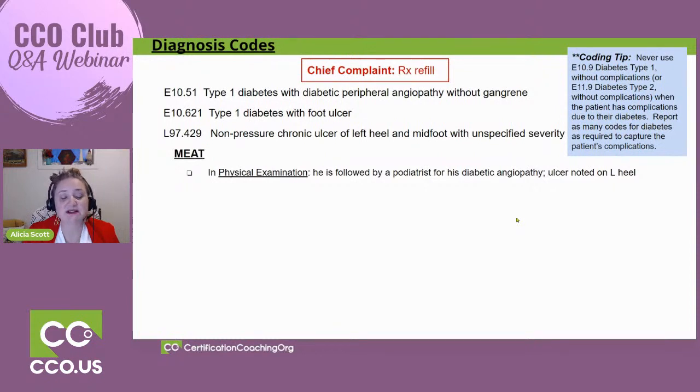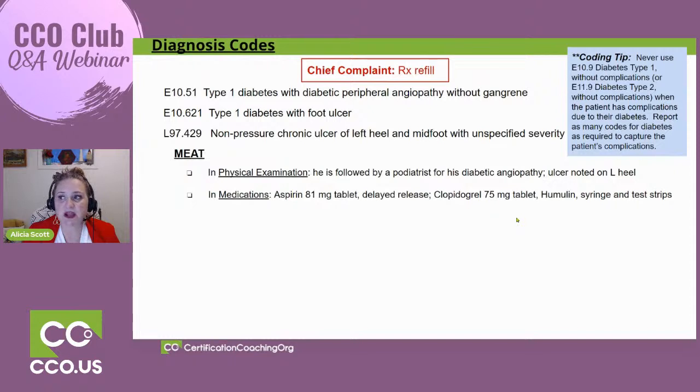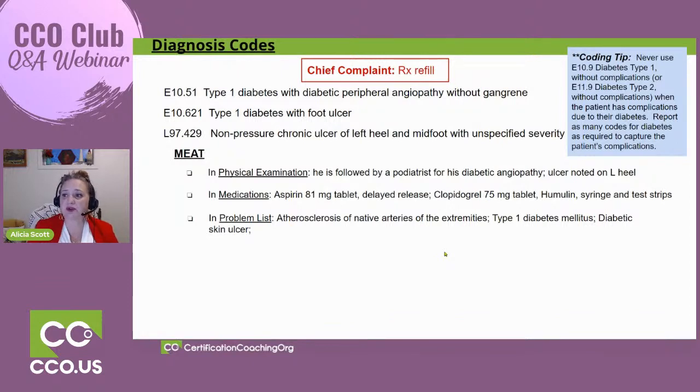It tells we're going to the podiatrist and identify the ulcer. The medications, they're on aspirin and let's see, clopidogrel and Humulin. So that's all stating that we have one diabetic, which is the Humulin, and the aspirin and the clopidogrel is for the heart disease. The problem list, we saw the atherosclerosis of native arteries of the extremities. We have a type 1 diabetic with a skin ulcer listed in the problem list. So we have plenty of meat to be able to verify those.